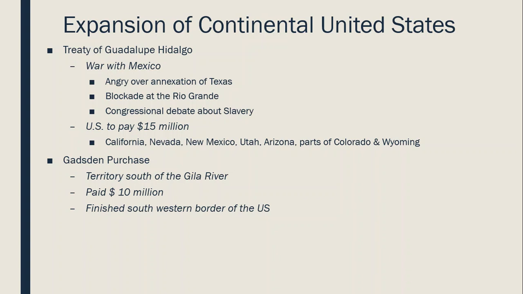And so we gathered the territories of California, Nevada, New Mexico, Utah, Arizona, parts of Colorado, and Wyoming. The last bit of our expansion that's going to complete the continental US is a tiny little sliver of land in the southwestern part of the United States, part of present-day New Mexico and Arizona, known as the Gadsden Purchase. The Gadsden Purchase cost the United States $10 million. We paid $10 million once again to Mexico to get this little sliver of land. But it is going to be what finishes our southwestern border and what makes our current continental U.S.